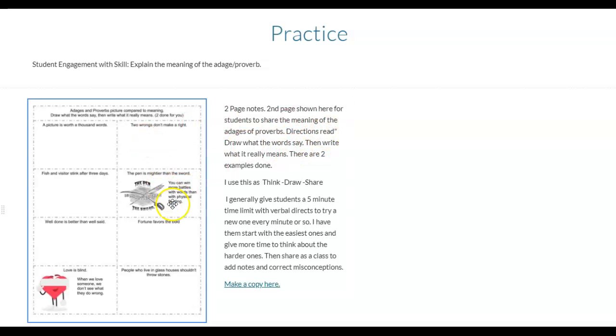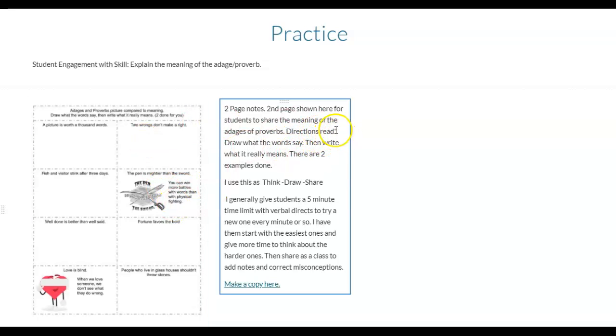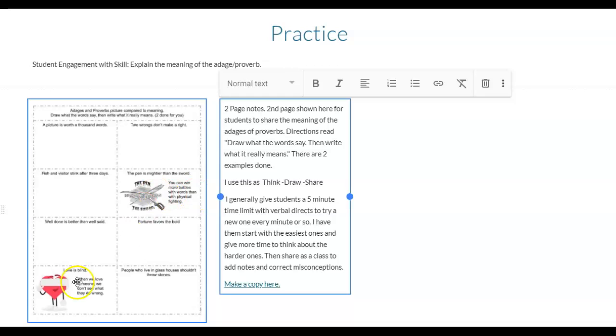The directions that are on the page, I added. I should probably fix my quotation here so that it's what it should be. And then telling them that there's 2 examples that are done.